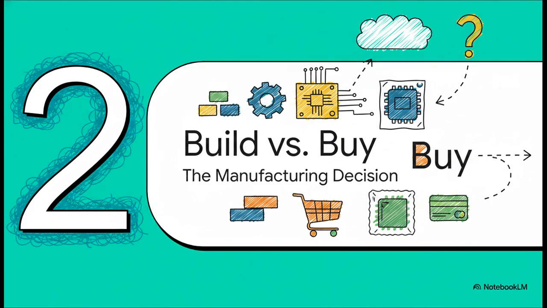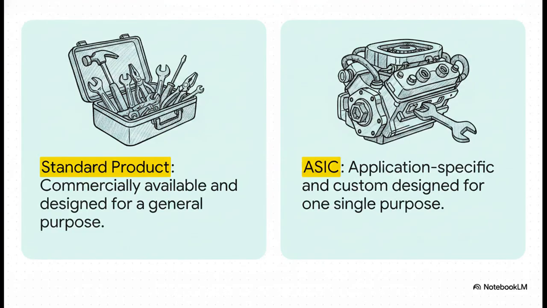Do I use something that someone else has already made, or do I need to build something brand new from scratch? So on one hand, you have standard products. The best way to think of these is like a high-quality, pre-made toolkit you buy right off the shelf at the hardware store. It's got all the general tools you might need. On the other hand, you have something called an ASIC. That stands for Application-Specific Integrated Circuit. This is like forging a completely custom wrench that's designed to fit one unique bolt and absolutely nothing else.